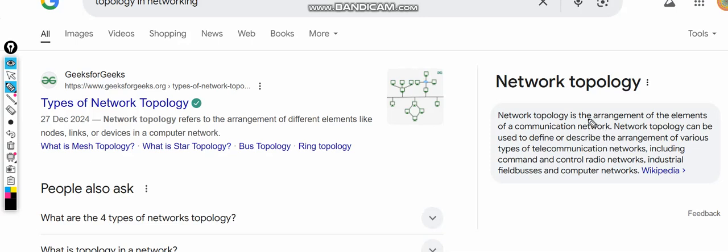So network topology is the arrangement of the elements of a communication network. How do I need to arrange the elements in the network so that they can communicate easily with each other? How can I arrange the elements of a communication network so that there can be good communication among them? That is the network topology. That is called a topology.